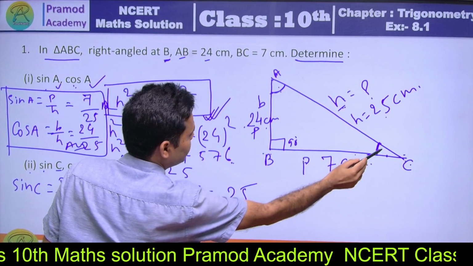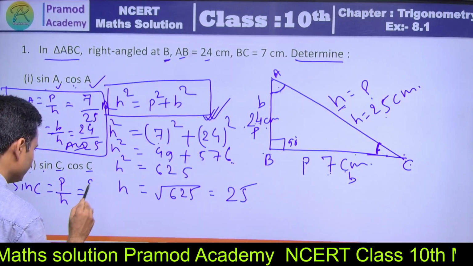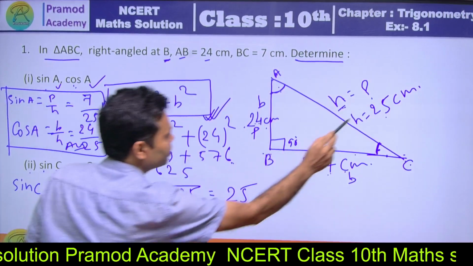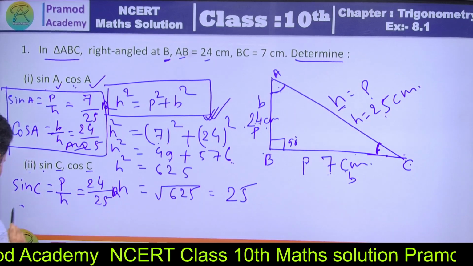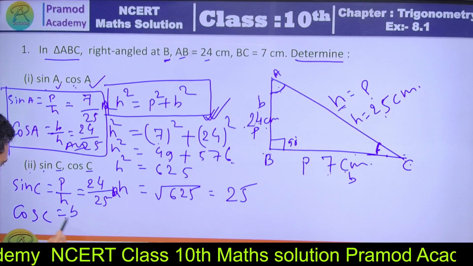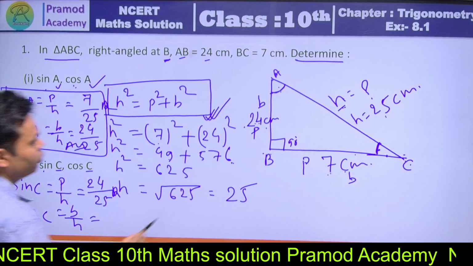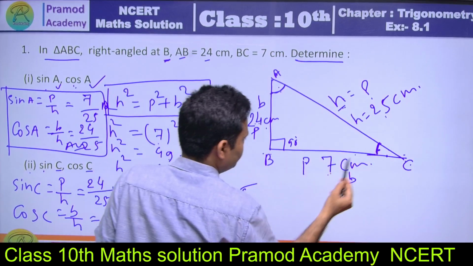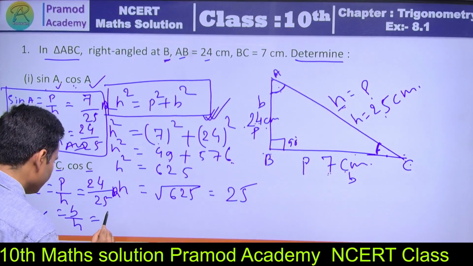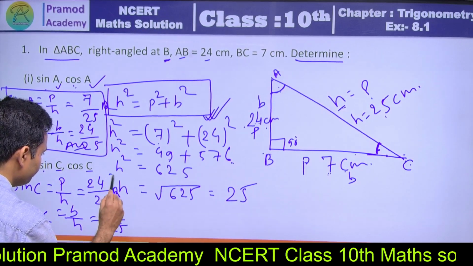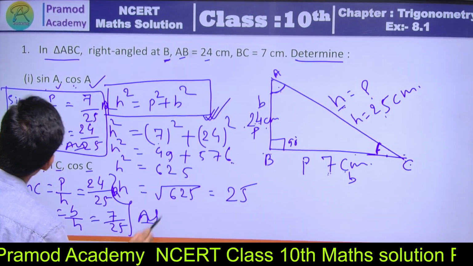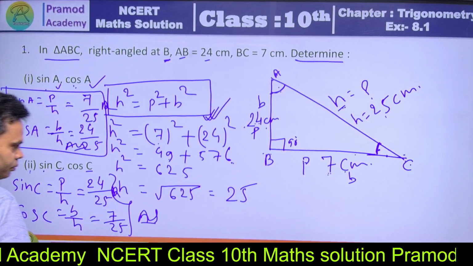For this angle, P is 24. H is always fixed, 25. So sin C is 24 by 25, this is the answer. Cos C, for cos C, B by H. What is the value of B? For this angle B is 7 and H is always fixed, 25. So cos C is 7 by 25. These two will be the answer of question number 1 and 2.